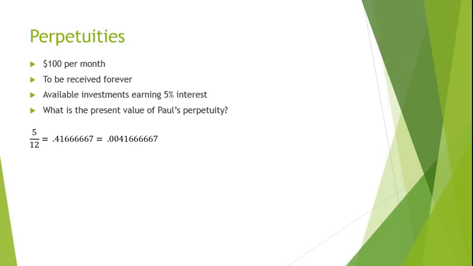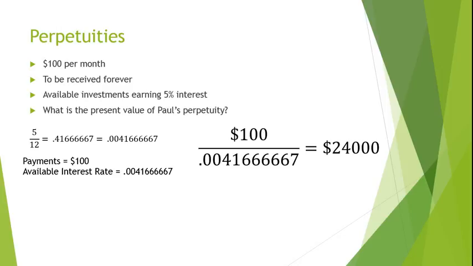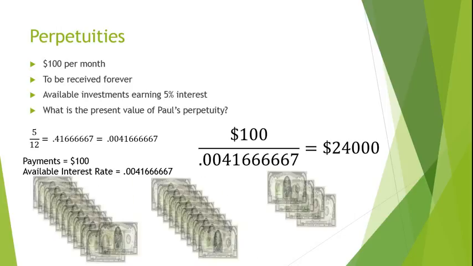So our cash flows remain the same at $100. However, our interest rate changes because we're dividing 5% by 12, giving us an interest rate of 0.416666667%, which expressed in decimals is 0.00416666667. We plug these values into our perpetuity formula, and we find that Paul's perpetuity is worth $24,000 in present value terms.